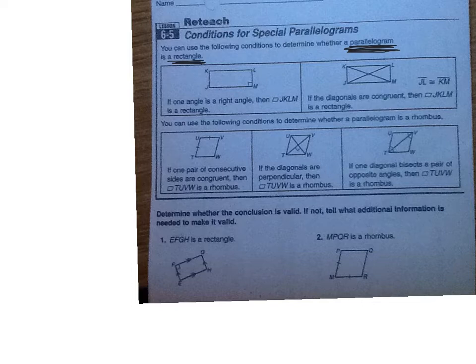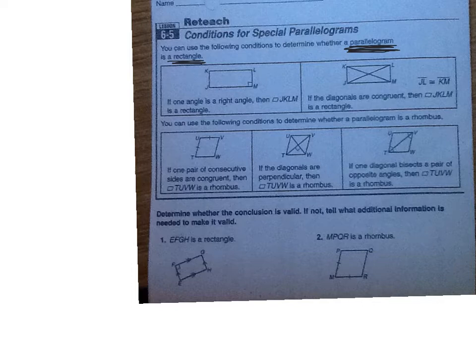So the first one says, if one angle is a right angle, then the parallelogram. So if one angle, which in this case is given here, is a right angle, then the parallelogram, see this little parallelogram symbol, parallelogram JKLM, is a rectangle. So first it is saying that it is a parallelogram. Then if they give you one angle, then you can say that it's a rectangle.